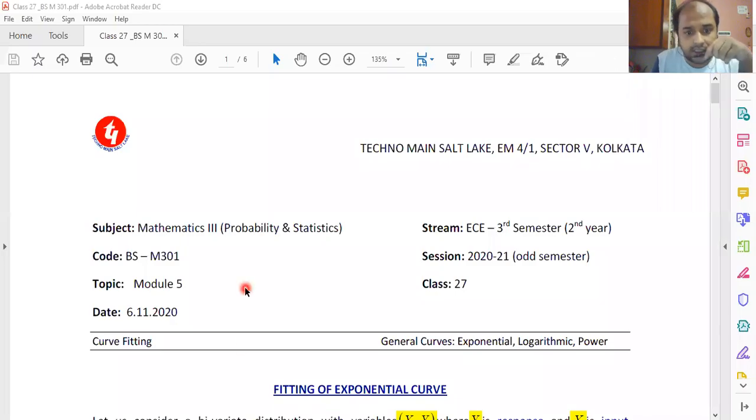So my today's session is on curve fitting, and here I'm going to discuss some general curves other than linear or second degree parabola, and specifically I shall be discussing the curves of exponential type, logarithmic type, and power curve.